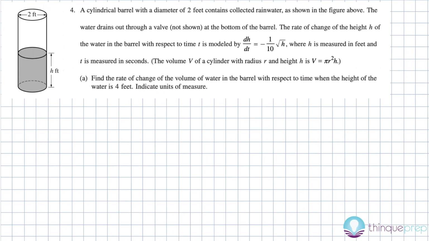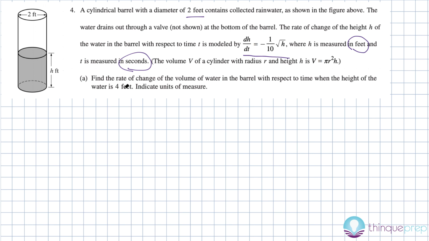So here in question 4, we're given a cylindrical barrel with a diameter of 2 feet, and then it says the water drains out through a valve not shown at the bottom of the barrel. The rate of change of the height of the water in the barrel with respect to time t is modeled by this differential equation right here, where h is measured in feet and t is measured in seconds. And then they're lovely enough to give you the volume of a cylinder right here.